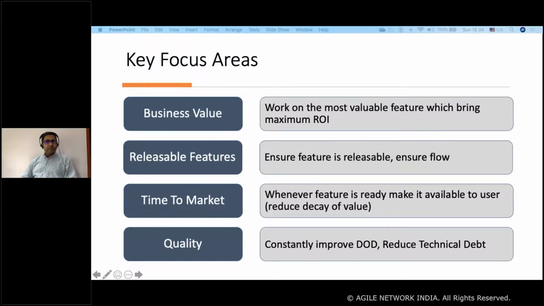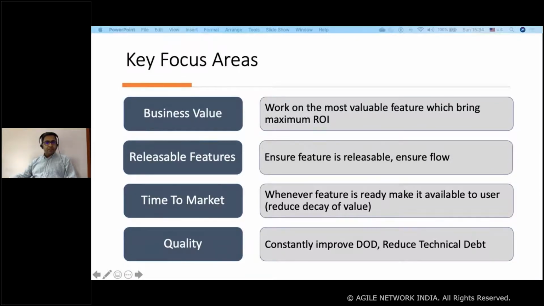Do not measure the velocity of the team, or the throughput of the team. Try to improve the flow, focus on the top business value. Automatically the velocity and throughput will increase. That is an outcome. It's not a measuring unit.